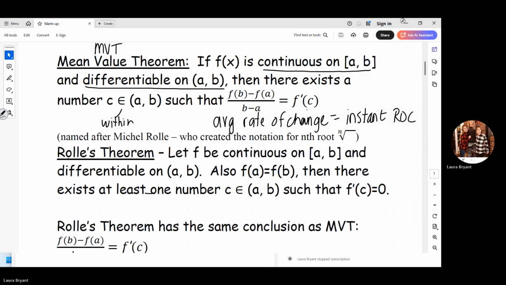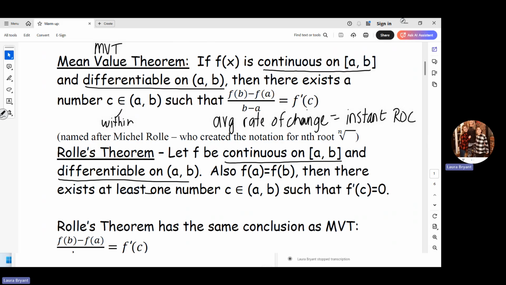Okay, the second one is called Rolle's theorem. Put your computer up, please. Rolle's theorem is a special case of the regular mean value theorem. It says let f be continuous, so that's the same, right? And be differentiable, that's the same. And again, it goes corner brackets, open parentheses.